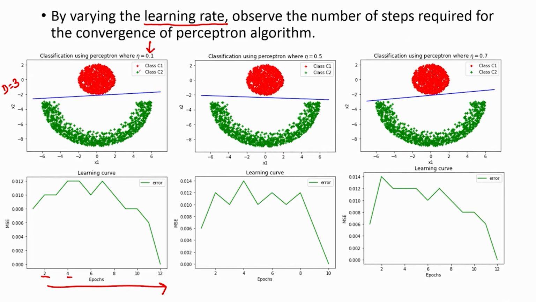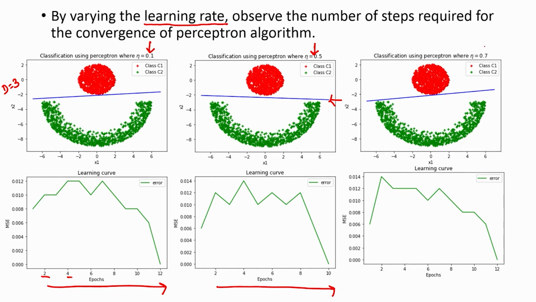Now, let us increase the learning rate eta from 0.1 to say 0.5. We see that even in this case finally the perceptron algorithm is able to find a hyperplane that can classify the data points. We see that in this case it requires just 10 steps. So, we might come to a conclusion saying as we increase the learning rate, maybe the epochs or the number of steps required for convergence decreases.